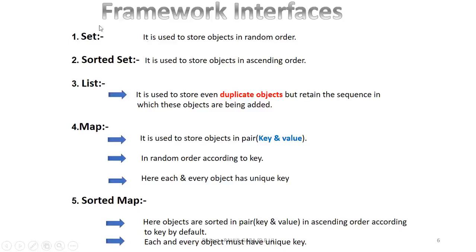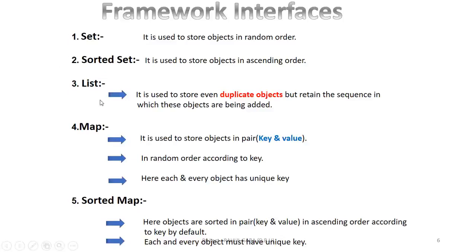If I am using only set, it stores the data in random order. But if I use the sorted set class, which implements the set interface, it arranges the objects in ascending order. That is the difference between set and sorted set. Now let's move to the list interface.